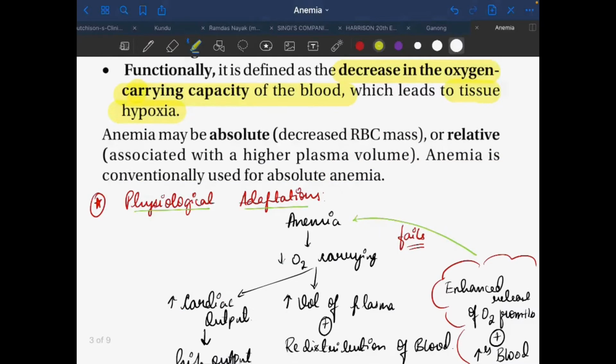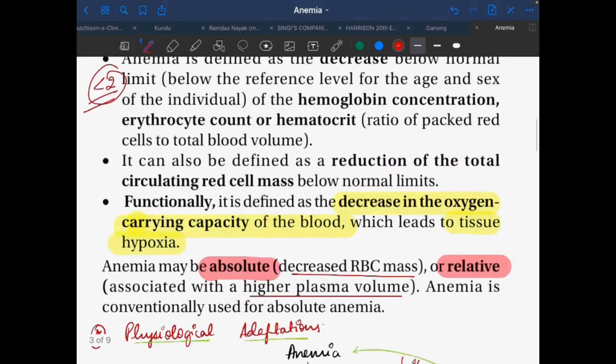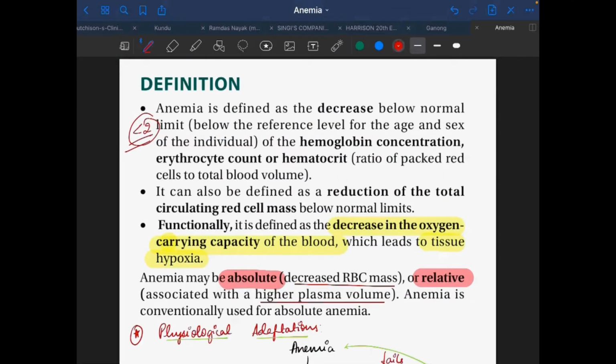Now anemia can be absolute anemia and relative anemia. Absolute anemia means an absolute decrease in the red cell mass, RBCs, whereas relative means it is associated with higher plasma volume. Generally the anemia is always absolute anemia, that is decrease in the red cell mass. Why this high plasma volume happens, we will discuss in the further slides. So you can define it in 3 different ways. The actual definition is hemoglobin less than 2 standard deviation for a particular age and sex.